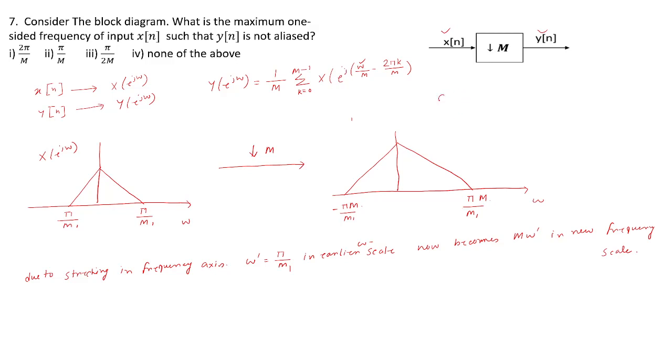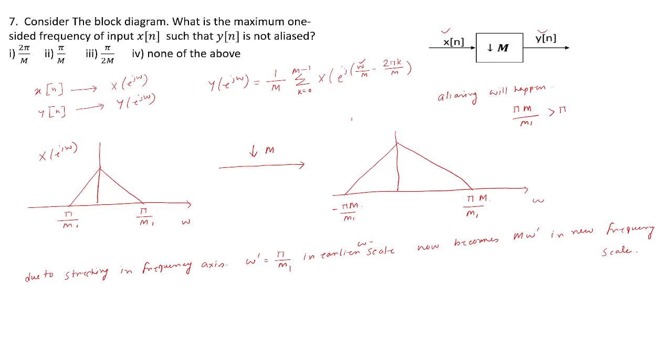So aliasing will happen if your maximum frequency, which is pi m over m1 here, is greater than pi. The moment you are crossing the threshold of pi, because of this frequency stretching property, that is the inevitable result of downsampling process. The moment your maximum frequency in discrete time spectrum is going to cross pi, you run into the risk of aliasing.